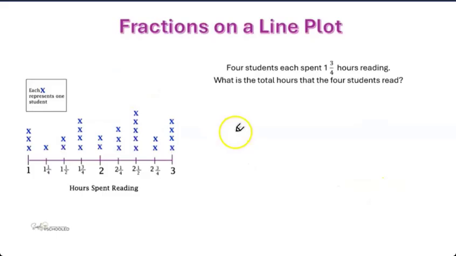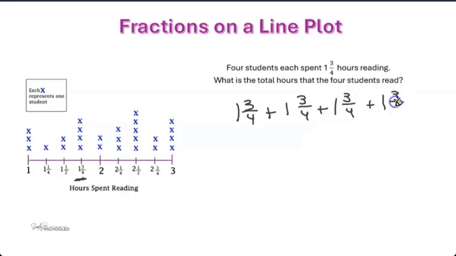Here it says 4 students each spent 1 3/4 hours reading. What is the total hours that the 4 students read? So if we look at 1 3/4, we can see there's 1, 2, 3, 4 students. Each read 1 3/4. So what is the total hours? Well, we can either add or we can multiply. We can add 1 3/4 4 times, like this, and add them all up, or we can multiply 1 3/4 times 4.